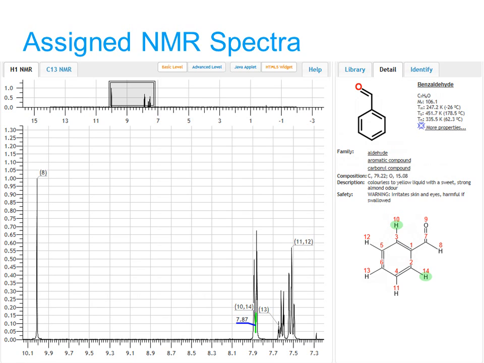What we've been working on of late, and just recently released, is working with ACT Labs to plug in an HTML5 widget. What does that mean? It means this will also work on iPad and iPhone, modern browsers. And what we've been working on is the display of assignments. So this is an experimental spectrum that has been assigned, and you can see here when we hover over this multiplet, it shows us what the assignments would be on the molecule.